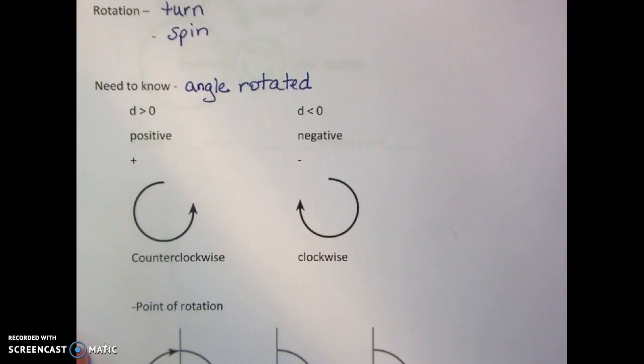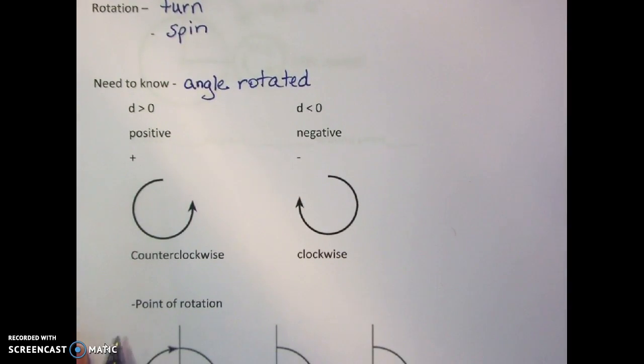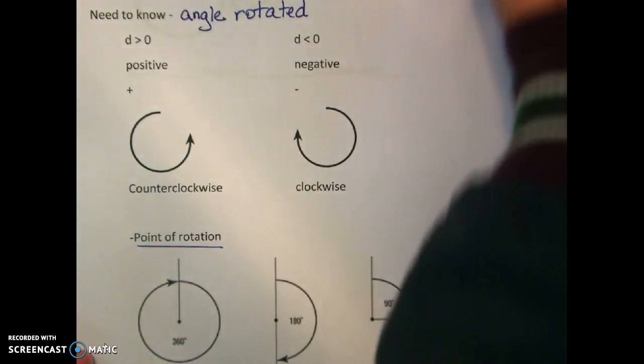Now, the other thing that you need to know is the point of rotation in order to know where you're rotating around, because you could rotate it around one point, get a different picture than if you rotated it around a different point. So we have to have the point that we are holding.